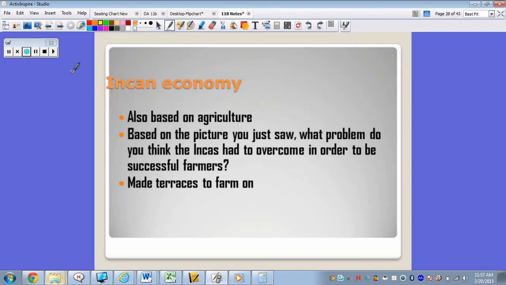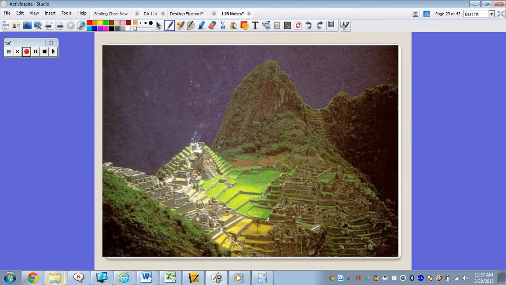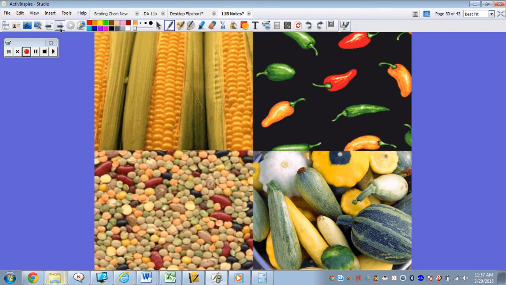Alright? Incan economy is based on agriculture. Agriculture being tough in mountain environments, as we've said, the Greeks couldn't figure it out. The Incans come up with a technological achievement that allows them to farm in such a situation. They create what are known as terraces. And what these terraces are is they literally cut the mountains to create flat areas, as you can see here. One flat step, there's another one. There's another one. There's another one. And so on and so forth. They create these flat areas so that they can farm.